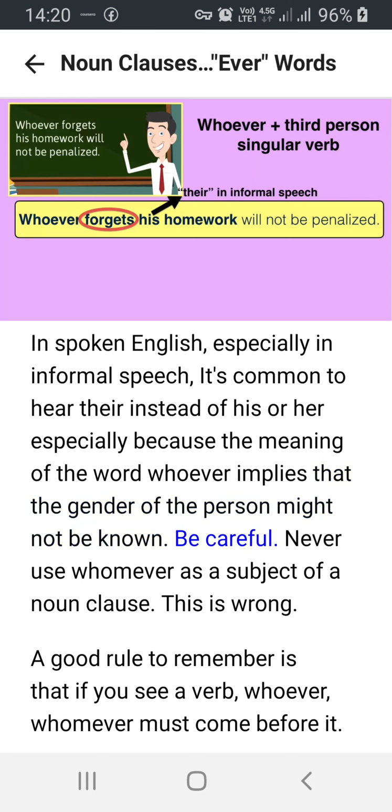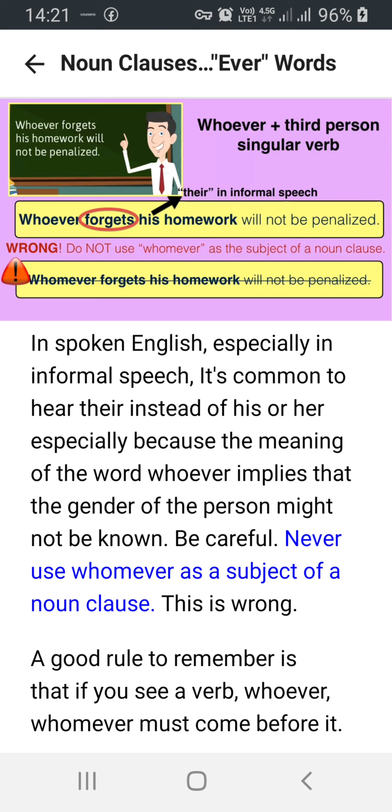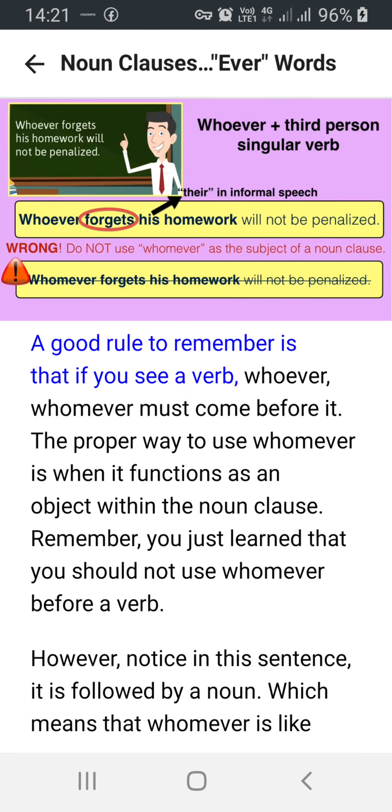Okay, be careful. Never use whomever as a subject of a noun clause. This is wrong. A good rule to remember is that if you see a verb, whoever, not whomever, must come before it.